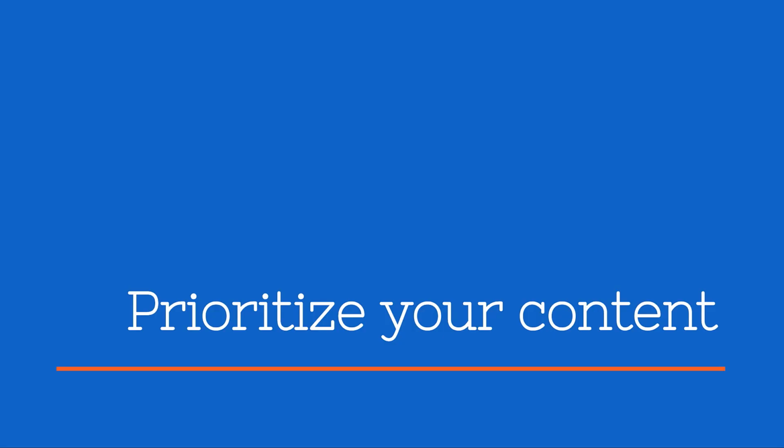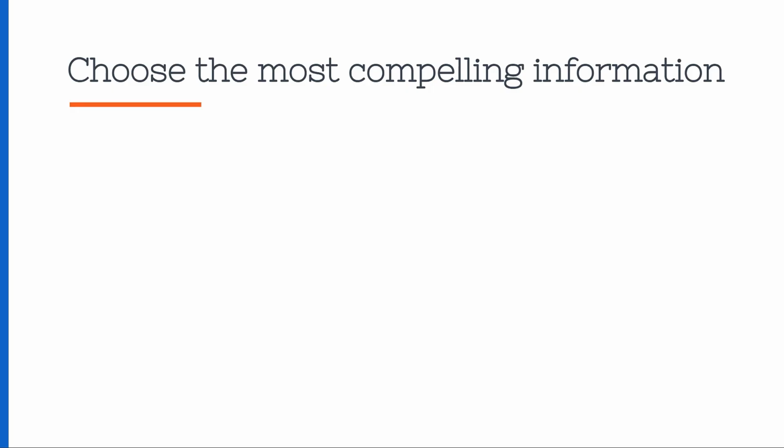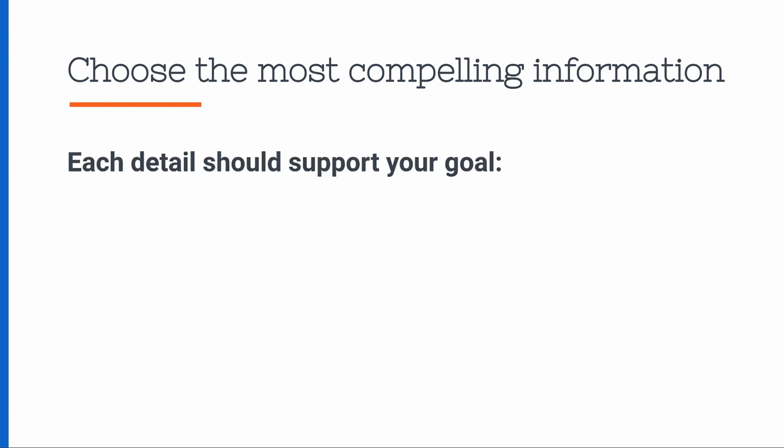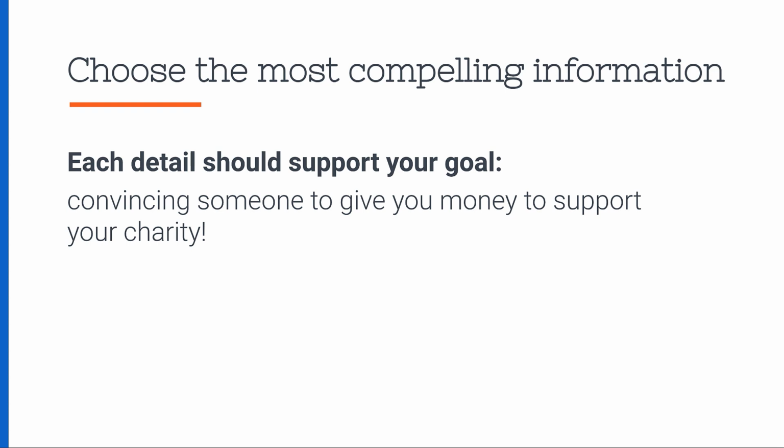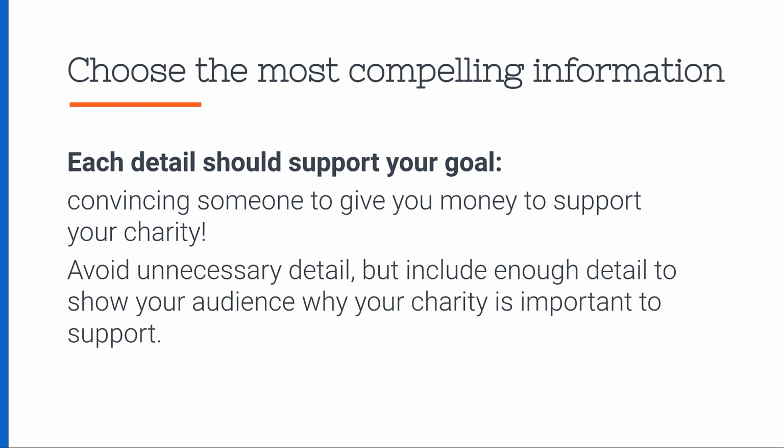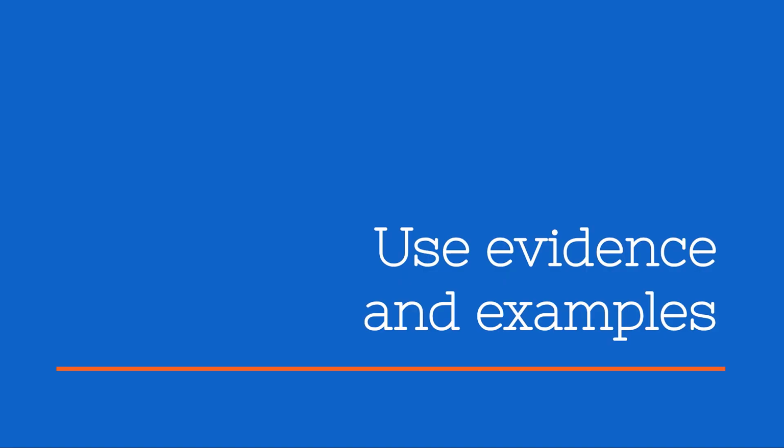You should prioritize your content. Choose the most compelling or interesting information. Each detail should support your goal, convincing someone to give you money to support your charity. Avoid unnecessary detail, but include enough detail to show your audience why your charity is important to support. You need to prove that you understand your topic well enough that people feel like they can trust you with their money. Use evidence and examples.